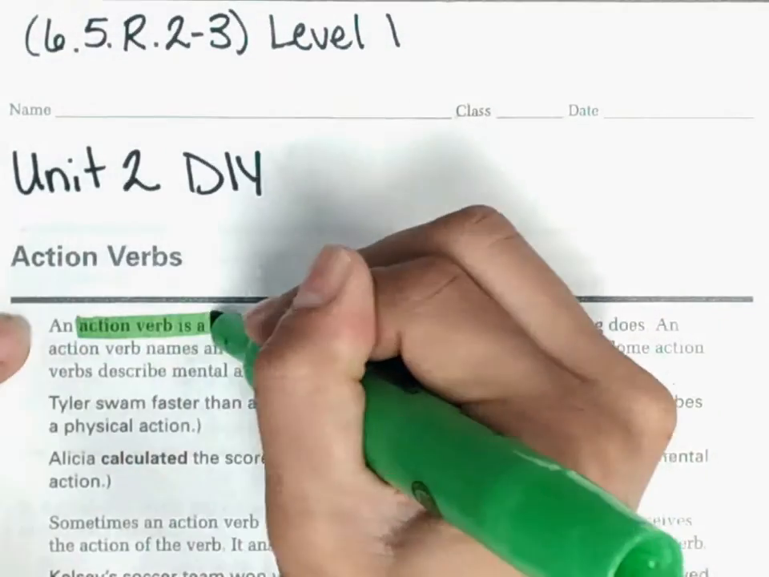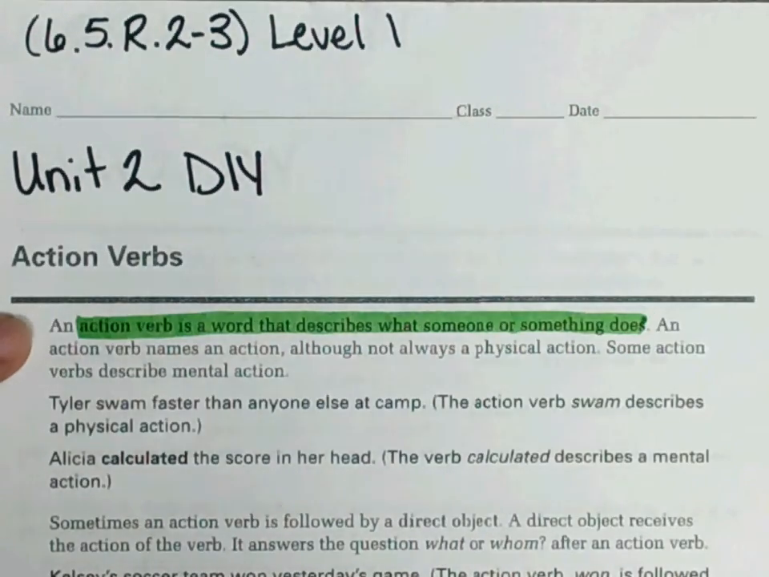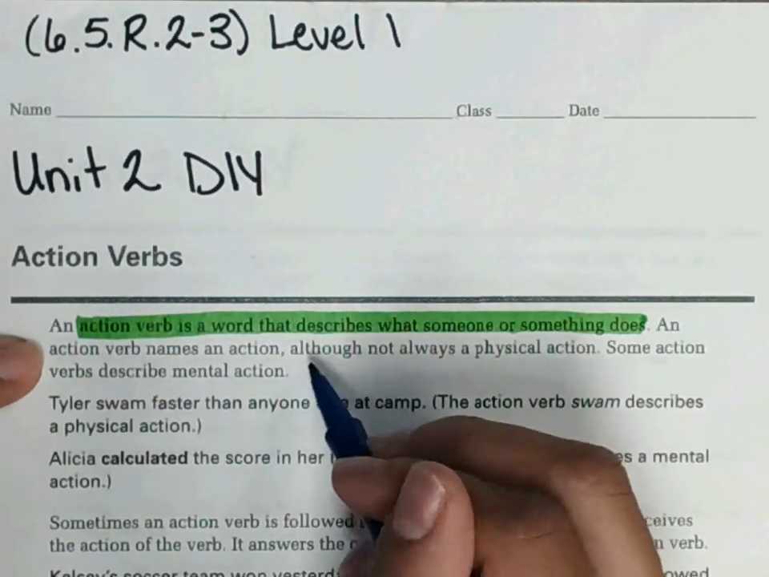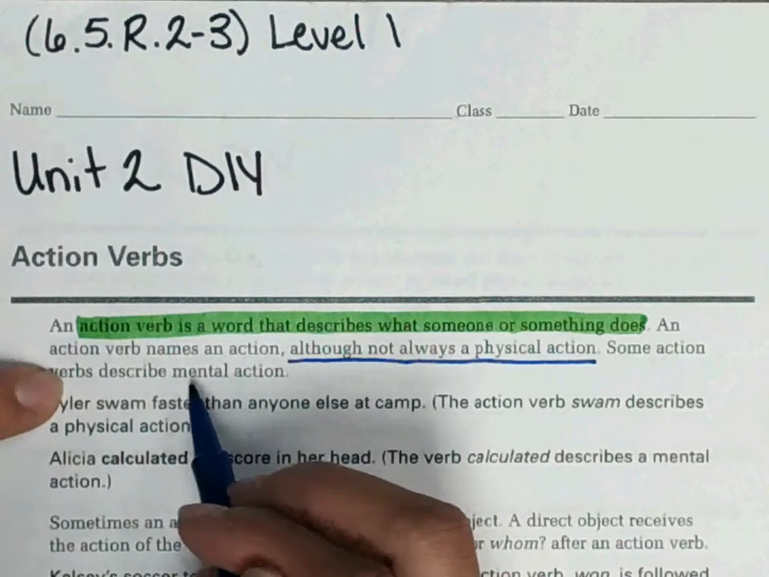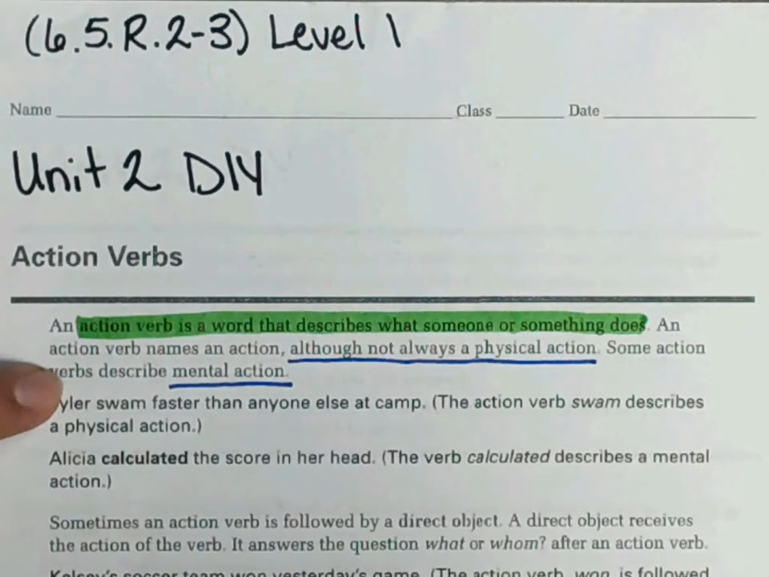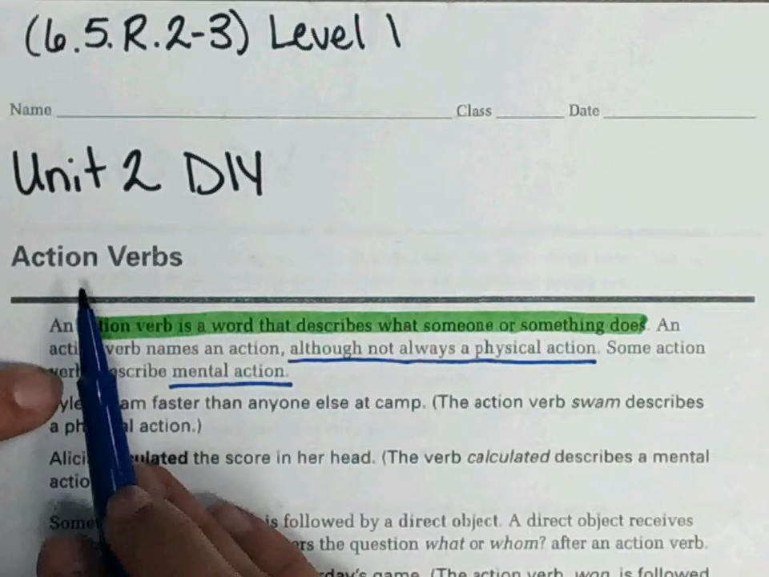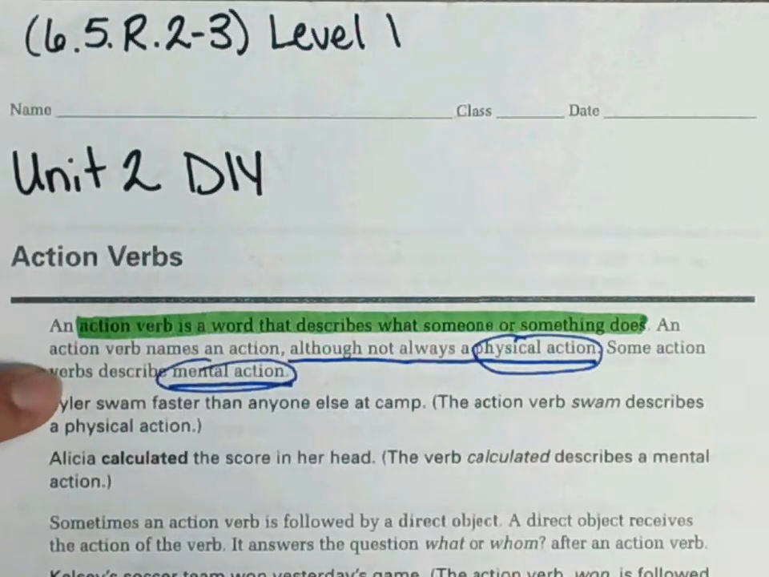Okay, so an action verb is a word that describes what someone or something does. An action verb names an action, although not always a physical action. Some action verbs describe mental action. So again, action verbs show physical action or mental action.